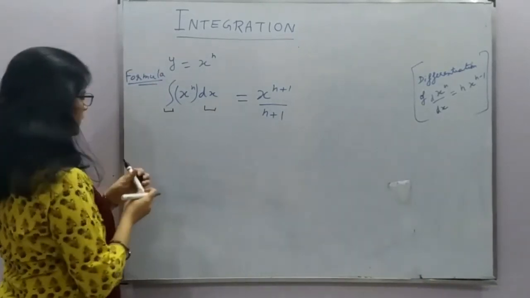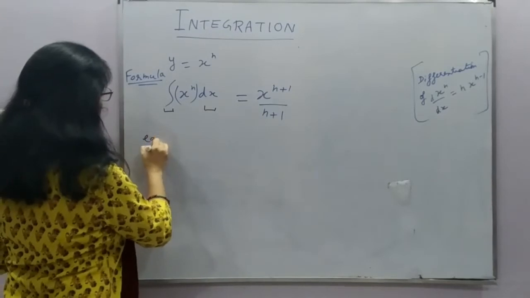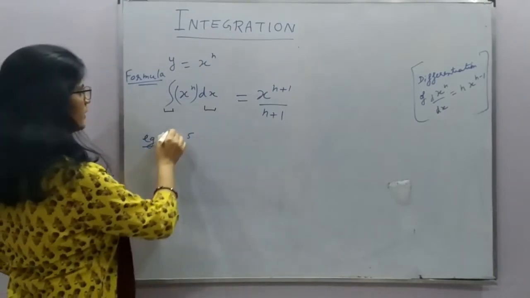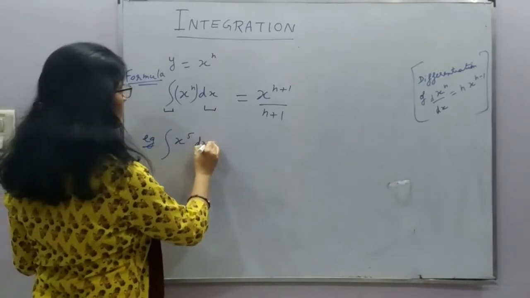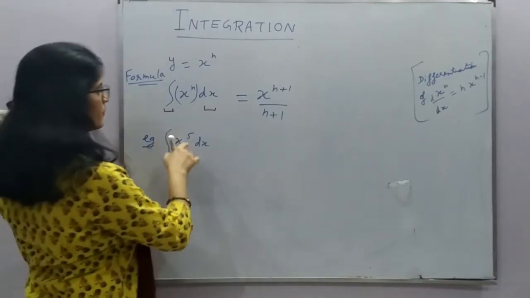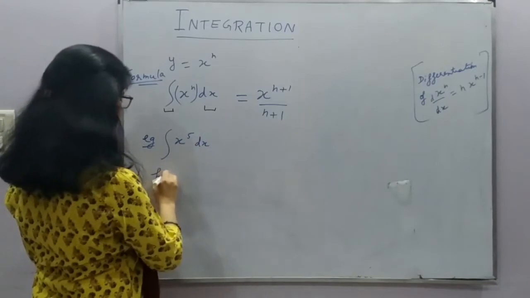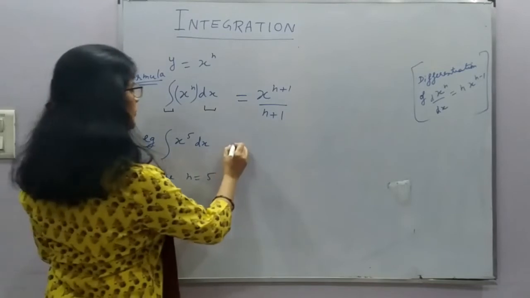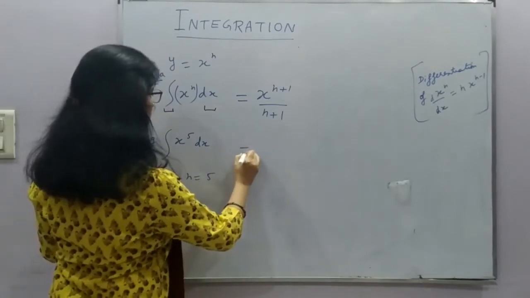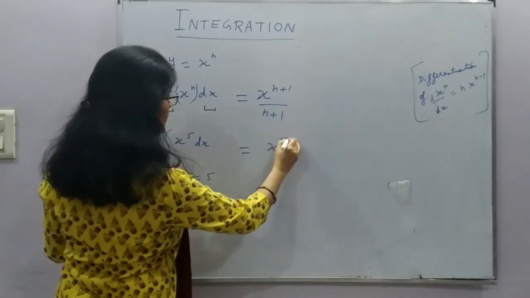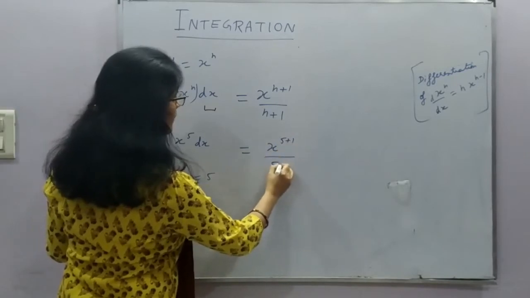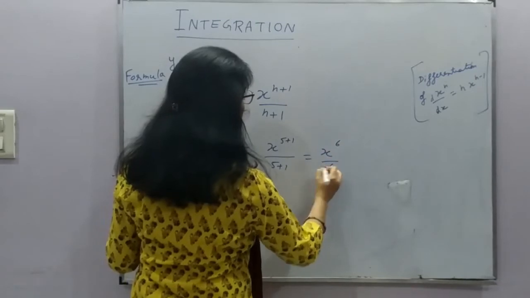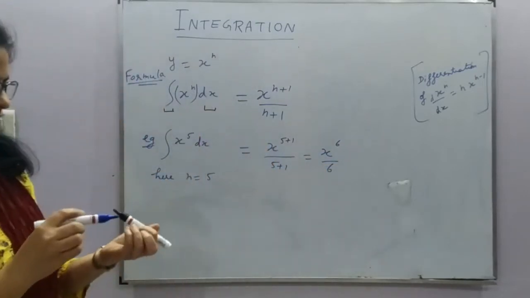For example, if we have x to the power 5 and we have to find out the integration of x to the power 5. So for n we have 5 over here. So what will be its integration? x to the power 5 plus 1 upon 5 plus 1. This is equal to x to the power 6 upon 6.